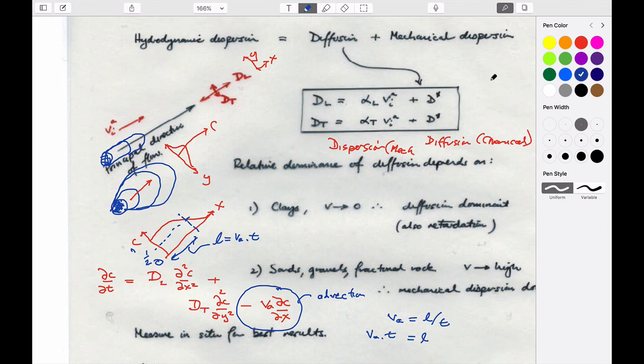And these two other terms, I think we had them in green before. This one controls this spreading. Oh, sorry, wrong one. Longitudinal dispersion controls this spreading. And transverse controls this.